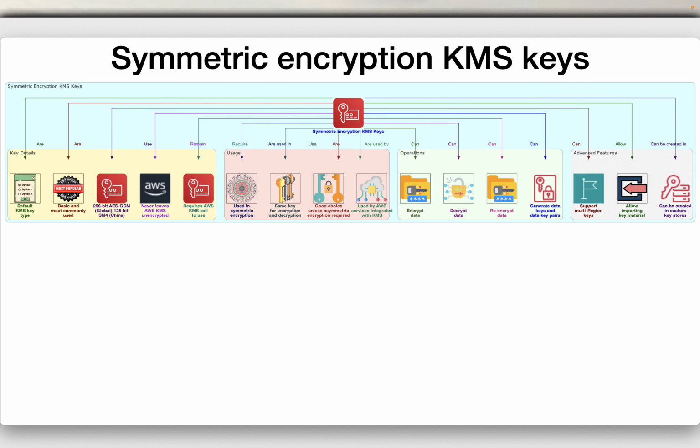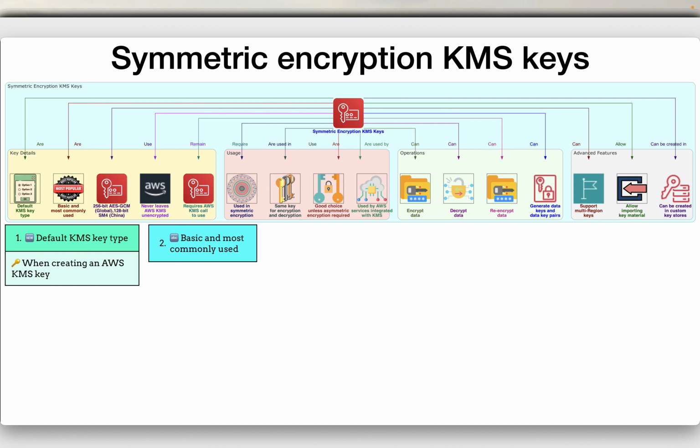Okay, next we'll see the symmetric encryption KMS keys. When you create an AWS KMS key, by default you get a KMS key for symmetric encryption. So we have seen customer managed, AWS managed, and AWS owned keys. By default we are talking about a symmetric encryption key. Symmetric encryption means you use the same key for encryption as well as decryption. This is the basic and most commonly used type of KMS key, the symmetric encryption key.